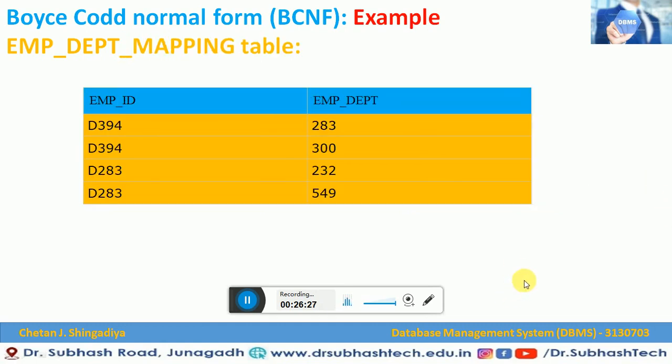With the help of this super key, we can say that particular table is in BCNF. The other table that we have created is the employee department mapping. Here this employee ID is our super key. So with the help of this employee ID, we can say that the employee department mapping table is also in BCNF, and it satisfies all the rules of first NF, second NF, third NF, and BCNF. So this is how BCNF can be understood with an example in normalization.